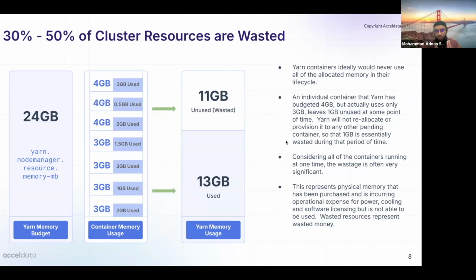So with this slide, I want to set this context and make it clear that the total memory assigned was 24 GB on YARN containers. We have spun up only 7 containers. Of those 7 containers, we have utilized only 13 GB. The remaining 11 GB is wasted, which is almost like 50% of a cluster is wasted. Next slide, please.